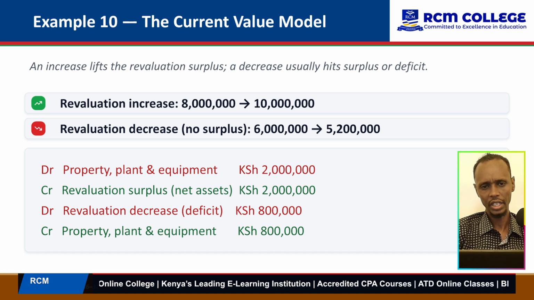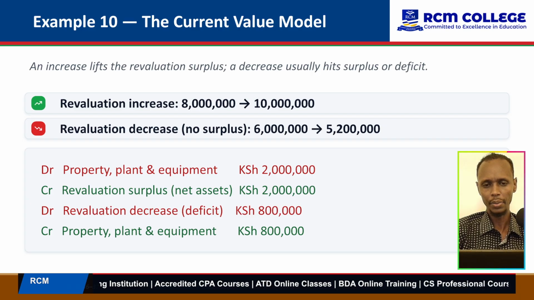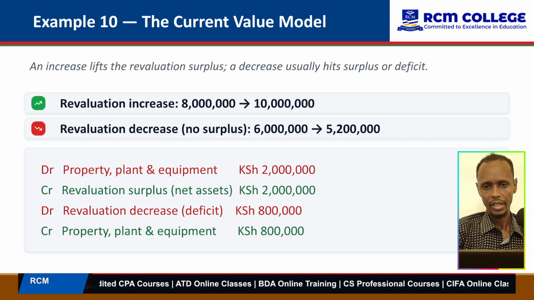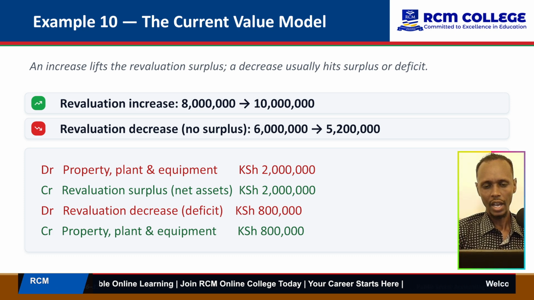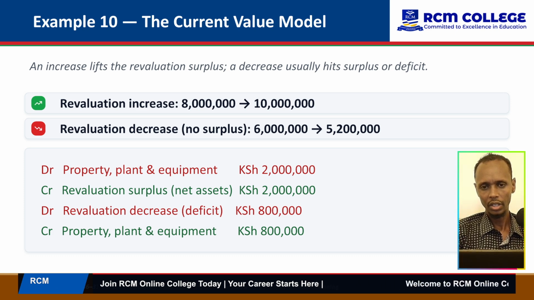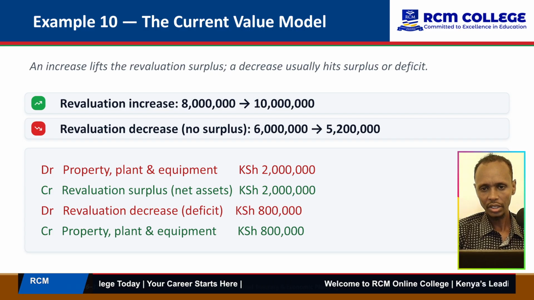The current value model: an increase lifts the revaluation surplus, a decrease usually hits the surplus or deficit. Initially your asset was valued at 8 million. Now you revalued and got 10 million. So what happens? You debit your PPE with the extra 2 million, and credit revaluation surplus with the 2 million. Initially, your asset's value was 8 million.